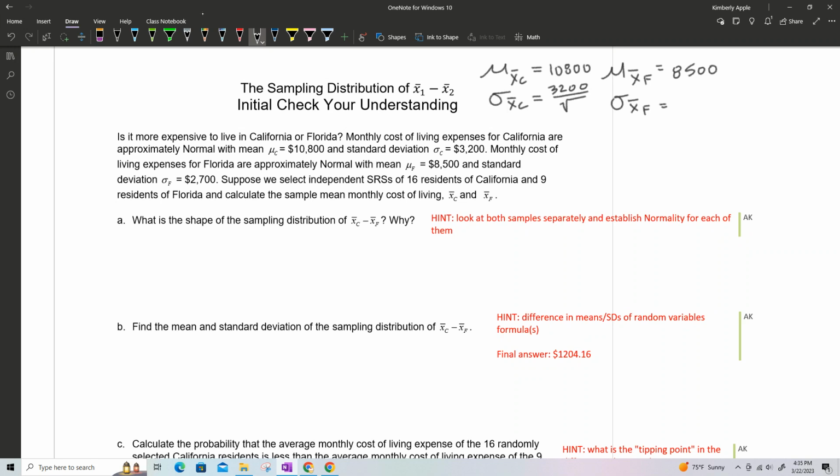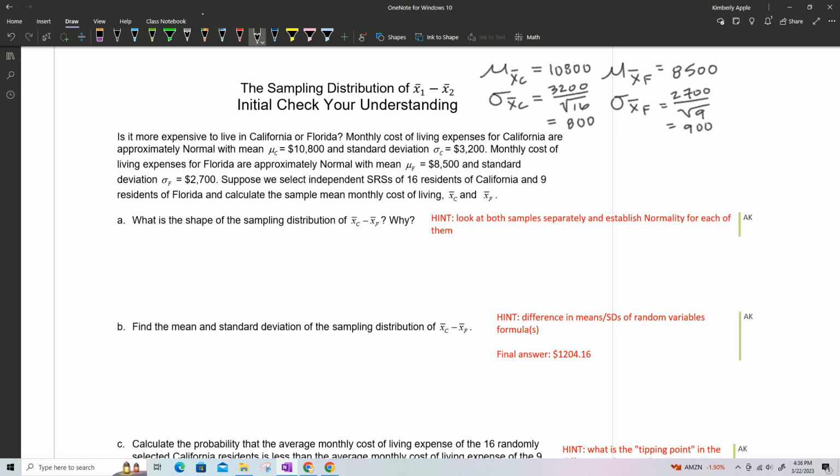And recall that for the sampling distribution of the mean, the standard deviation needs to be divided by the square root of the sample size. So the sample size for California is 16. And the sample size for Florida is going to be 9. And the standard deviation for the population of Florida is 2,700. And so if we complete those calculations, we'll see that the standard deviation for California is actually 800. And the standard deviation for Florida is actually 900. Okay, so now that we've got that out of the way, that may make things a little bit easier.